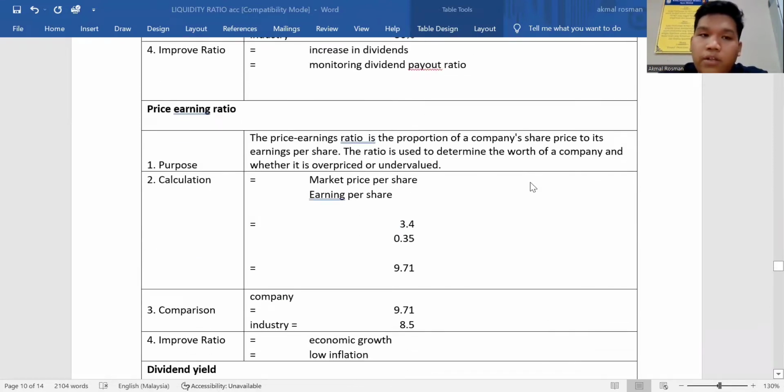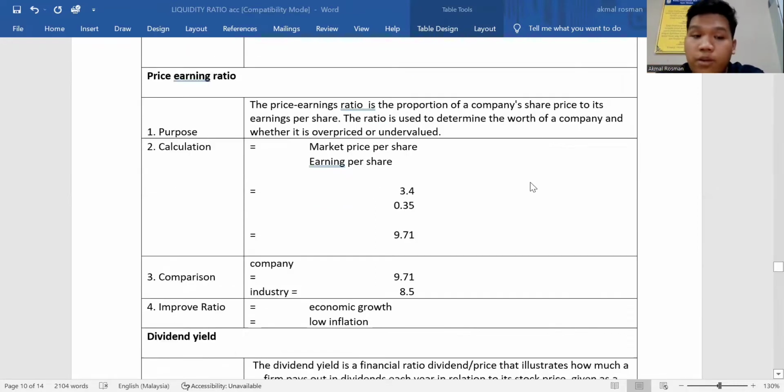Okay. Now I'll talk about price earning ratio. The purpose is the proportion of a company's share price to its earning per share. The ratio is used to determine the worth of a company and whether it is overpriced or undervalued. The calculation is market price per share divided by earning per share. For example, 3.4 divided by 0.35 equals 9.71. No percentage. And comparison is for company 9.71 and for industry 8.5. And to improve the ratio is by economic growth and low inflation.